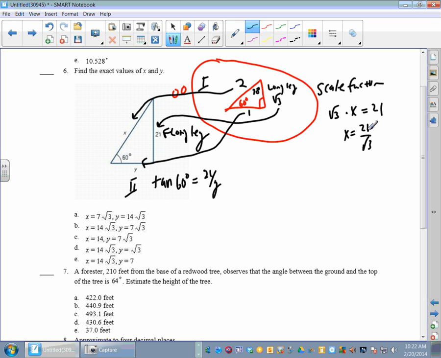So you divide by √3, right? Sound good? Rationalize it. So 21 divided by 3 is going to be 7. So your scale factor is going to be 7√3. So every number is going to be multiplied by 7√3. So you have 14√3 here and 7√3 here.